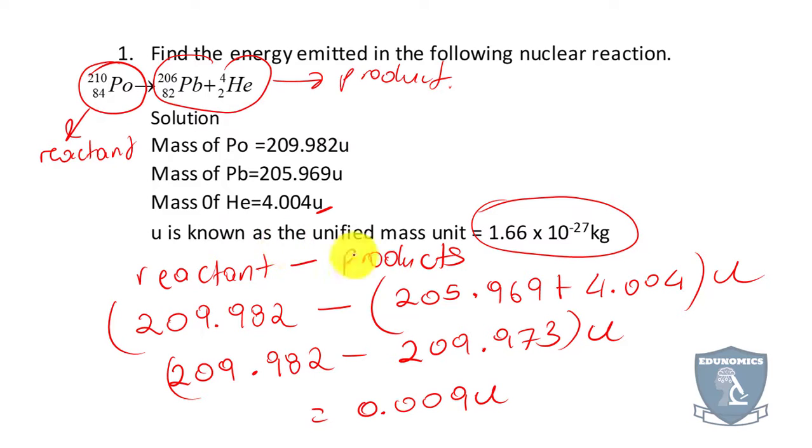So we minus the reactant and the product. So it's reactant minus product. And with that, we use the masses that were given. And we know there are two products and the product masses. And we work to find this value. Now, this value we're going to use to find the energy that was emitted.